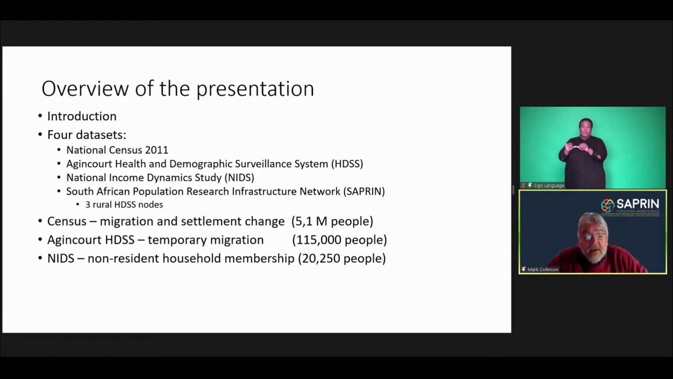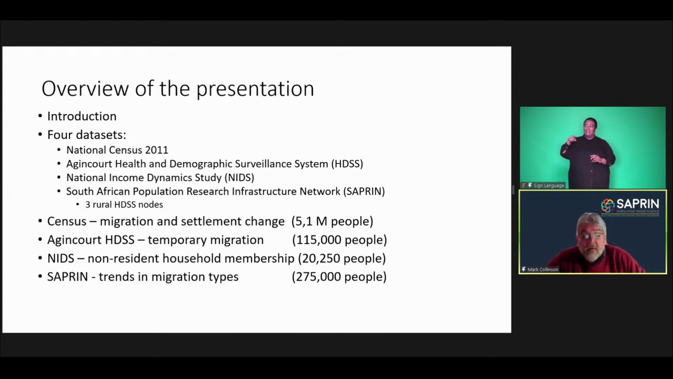I see these as fairly synonymous, by the way. Temporary migration is another way of talking about non-resident household membership. And I think that was the sense that Dori was giving us as well. Around 20,000 people at the baseline of the NIDS. Then SAPRIN, we will use this to look at trends in migration types.